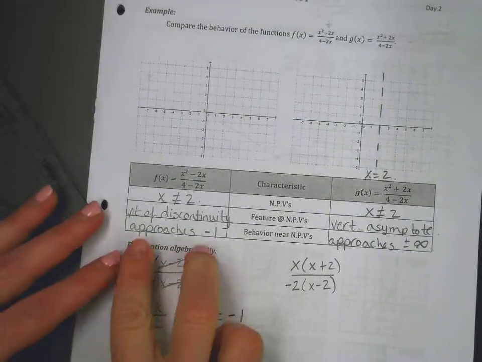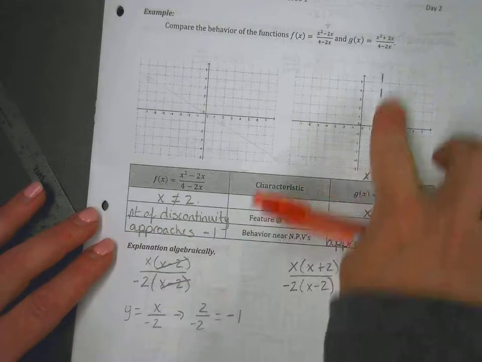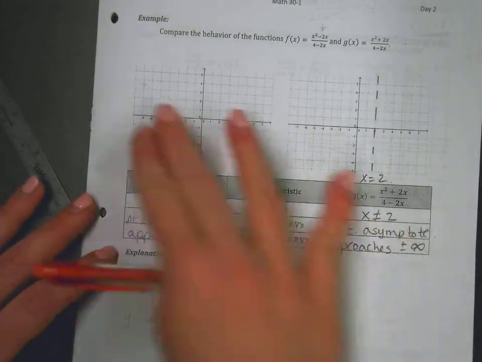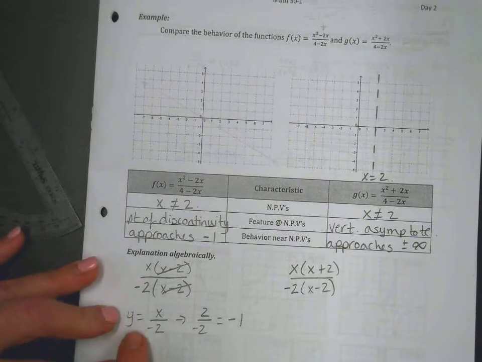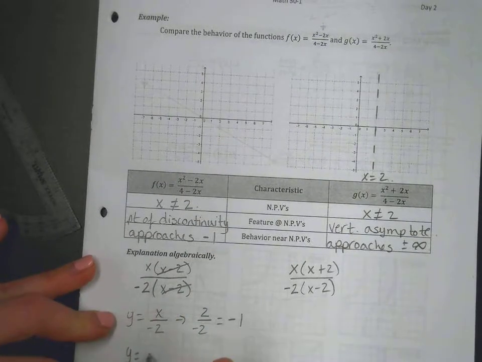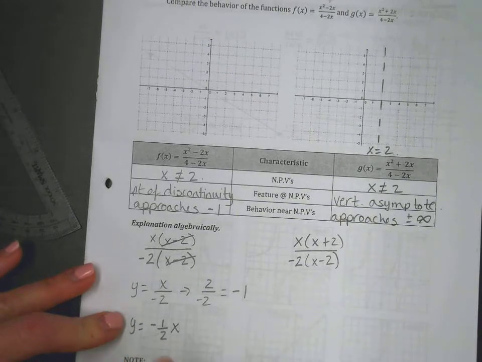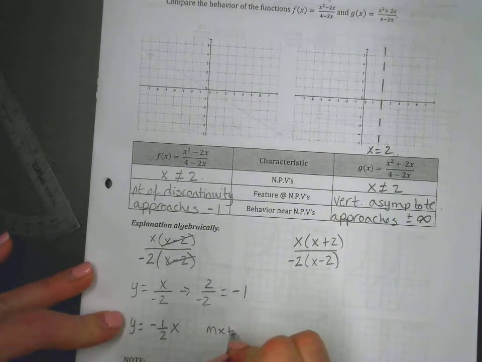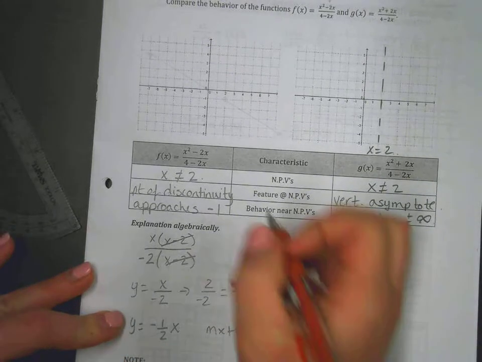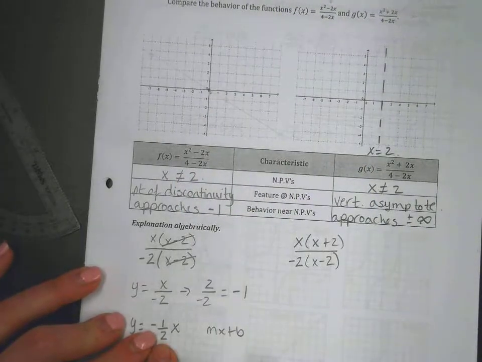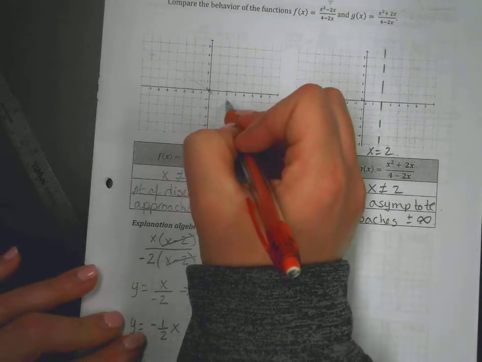Okay, so a point of discontinuity should actually approach a value, whereas an asymptote is going to approach positive or negative infinity. Now if I were to sketch this function, this simplified function ends up being negative 1/2 times x, a linear function in the form of mx plus b. My y-intercept would be 0, so I'd plot a point at 0, 0, and the slope of this graph is negative 1/2, so negative 1 over 2.